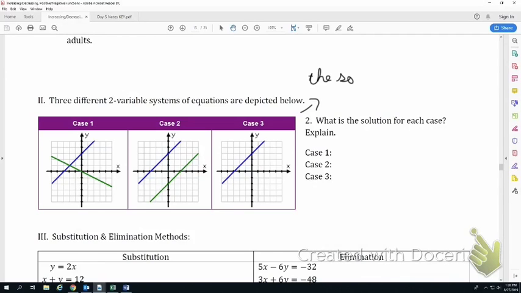The solution is where the lines cross. Or intersect is probably a better word for that.